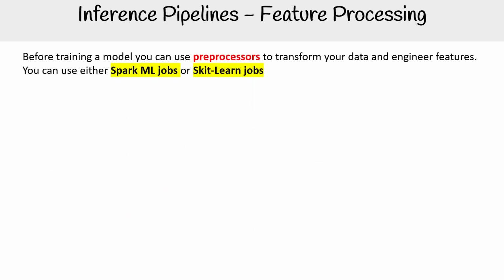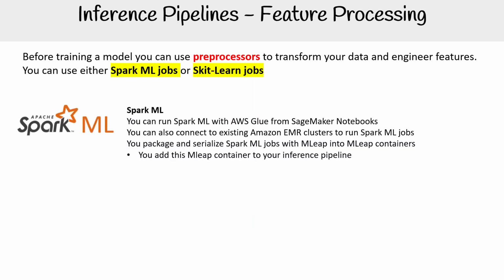Before training a model, you use preprocessors to transform your data and engineer features. You can use Spark ML jobs and scikit-learn. I keep looking at that thinking that looks like it's spelled wrong, but maybe it's fine. Maybe the Y is missing there.